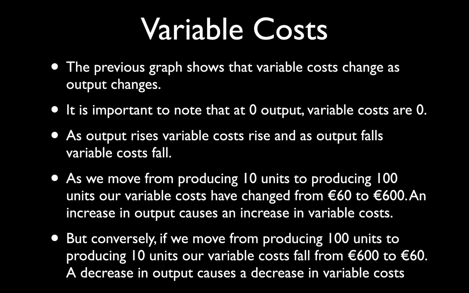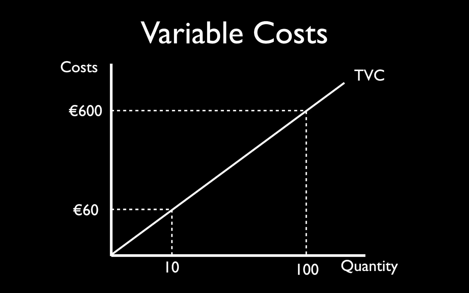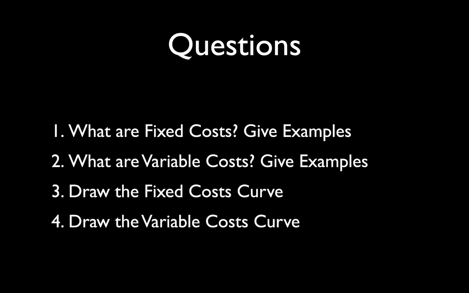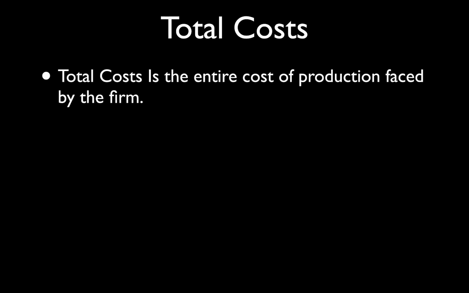Moving from 10 to 100, variable costs increase. Moving from 100 to 10, variable costs decrease. And we can see that here. 10 to 100, variable costs go from 60 to 600. Reducing output from 100 to 10 computers, variable costs fall from 600 to 60. So these were the questions that I asked you at the start, and I hope now that you can answer these questions. If you can't, that's absolutely fine. Just rewind the video, go back and watch it again. Take notes as you go, see what issues present themselves, and see if you can solve them through just watching the video.